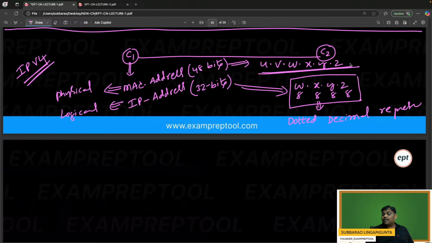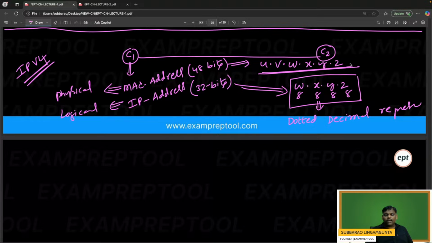If it is connected to the internet, an IP address will be there. Connected to internet or not doesn't matter, MAC address will always be there. What is the use of MAC address? Afterwards we'll discuss. If anything is connected to the internet, there should be an IP address. With the help of IP address only, all the computers will communicate with each other. So IP address is how many bits? 32 bits, according to IPv4.